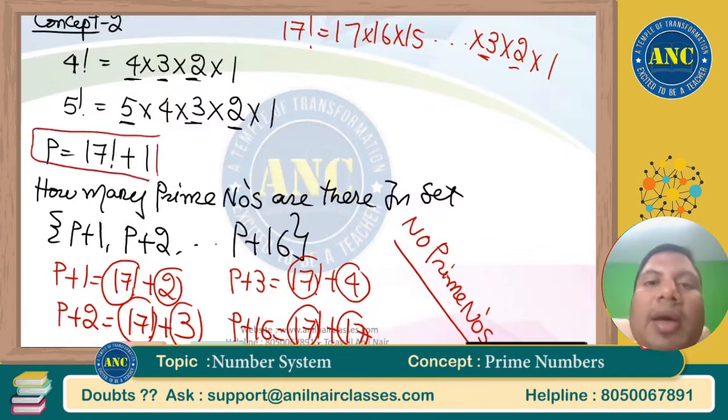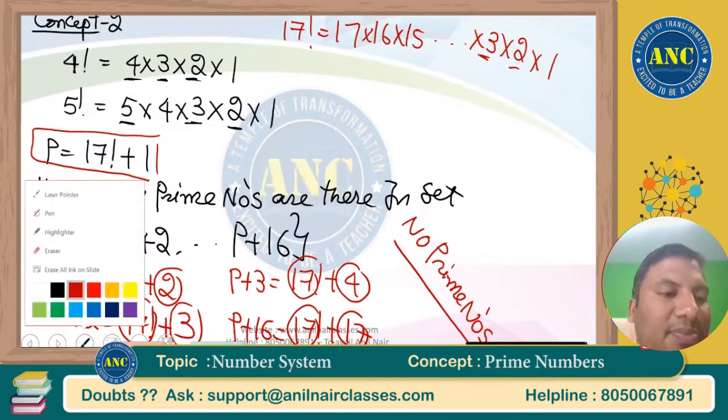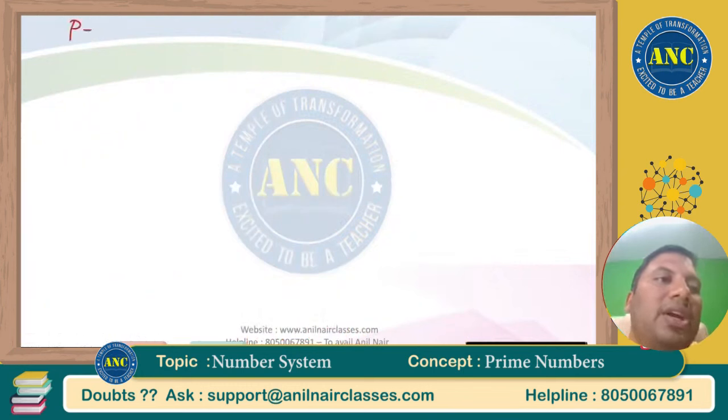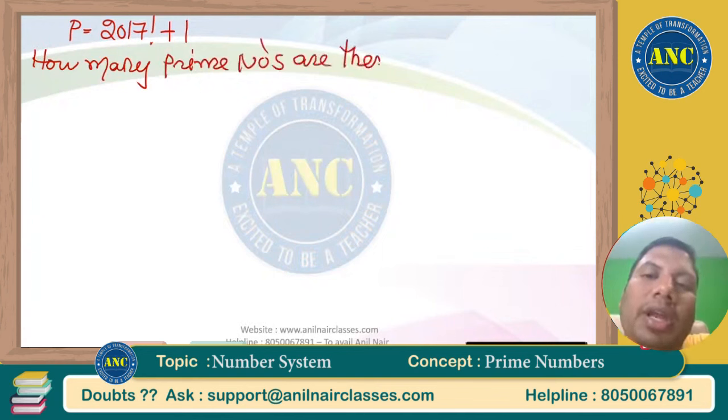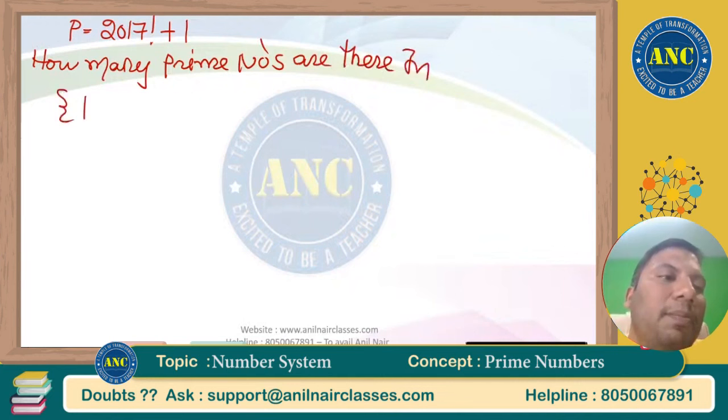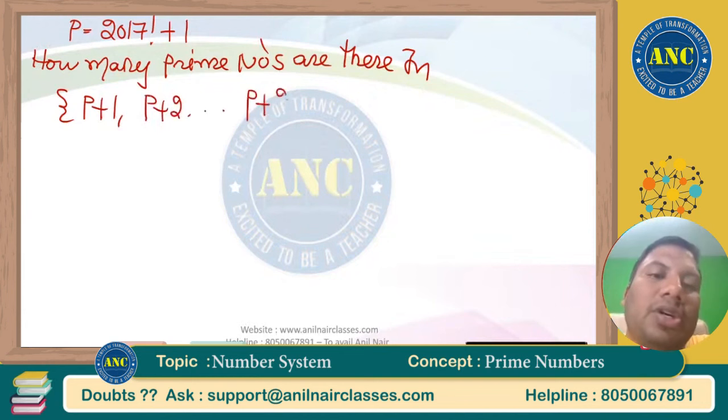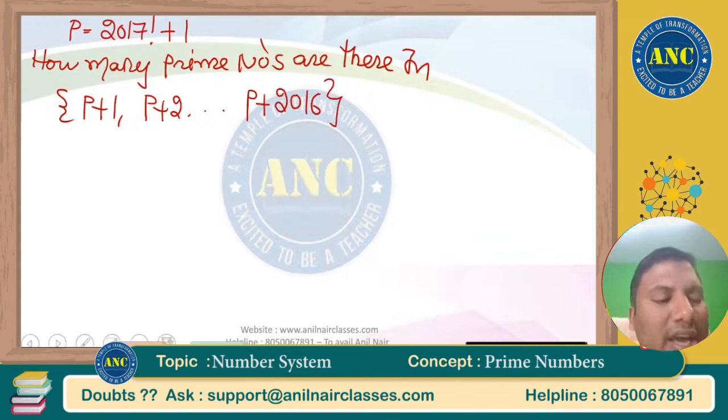Very, very good question, sir. Two more questions, an exam-based question. P is 2017 factorial plus 1. How many prime numbers are there in the set P plus 1, P plus 2, and so on up to P plus 2016? Same logic, a CAT replica question, so that you are familiar with the concept.